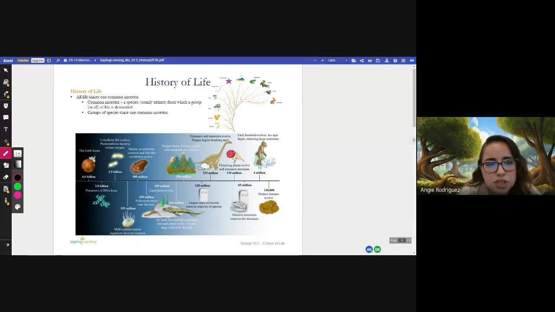So this is usually a species, guys, usually extinct. It's already dead, right? From which a group or all of life is descended from. So it's the first one that was to be developed, right? And they started kind of like that family line of whatever organism that you're talking about.